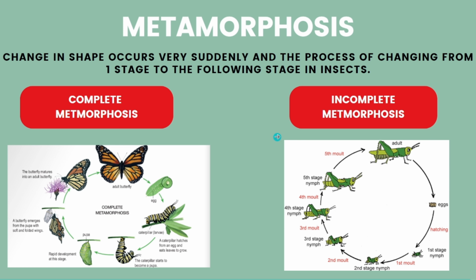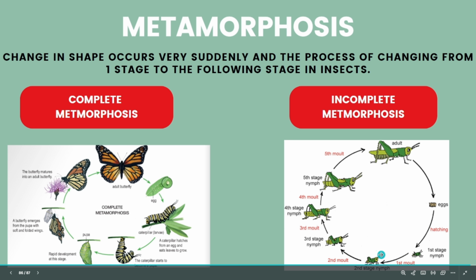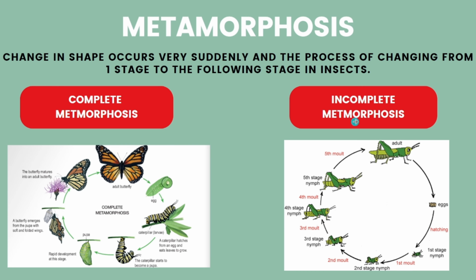There are 4 stages. But some insects do not have these stages. They just have egg, and after that just a smaller version of the adult. They just increase their body size only. So this one we call incomplete metamorphosis. That one we call complete metamorphosis.